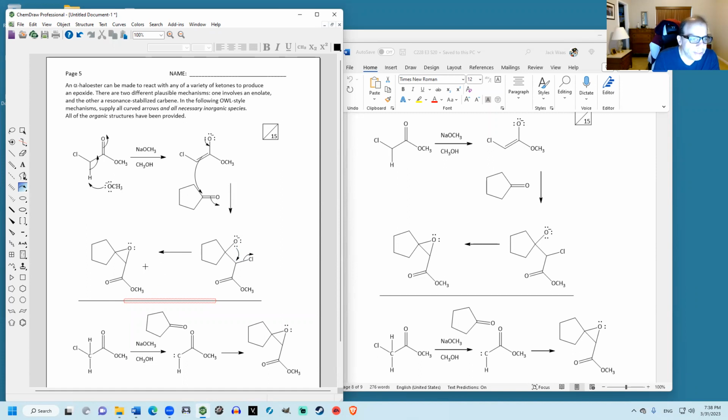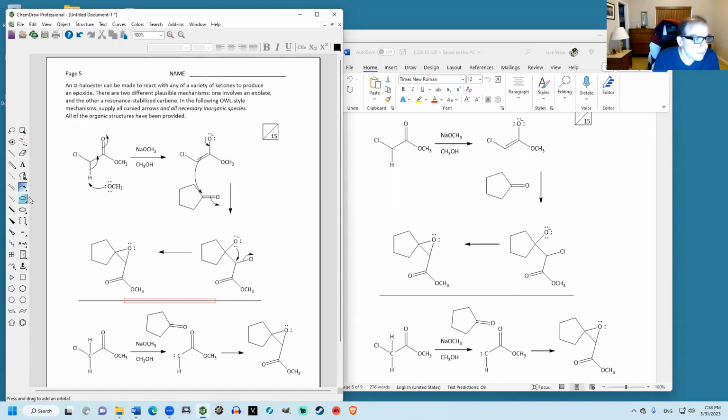Losing the chloride ion, and we get the epoxide. And that all makes sense. The problem says one of the mechanisms involves an enolate. There's your enolate. The other one involves a resonance-stabilized carbene. Carbenes are bizarre species. They show up in chapter 10, and I don't know whether your professor went over carbenes.